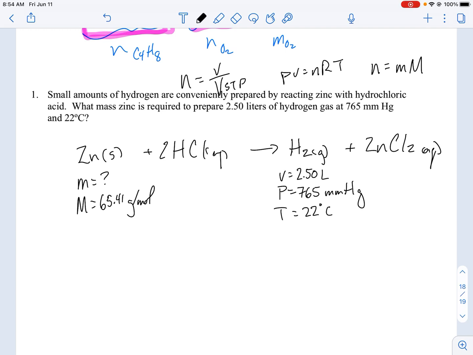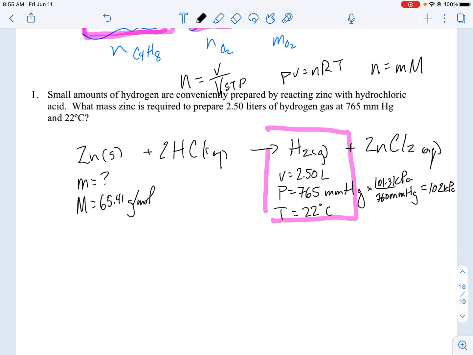I've been given enough information here to find the number of moles of hydrogen. But first I need to do some conversions. So I'm going to get rid of millimeters of mercury. I need kPa so that I can use my PV equals nRT. So 101.3 kPa is 760 millimeters of mercury. So 765 times 101.3 divided by 760 gives me 101.9, so 102 kPa. But I'm going to use that whole correct number in my calculation.